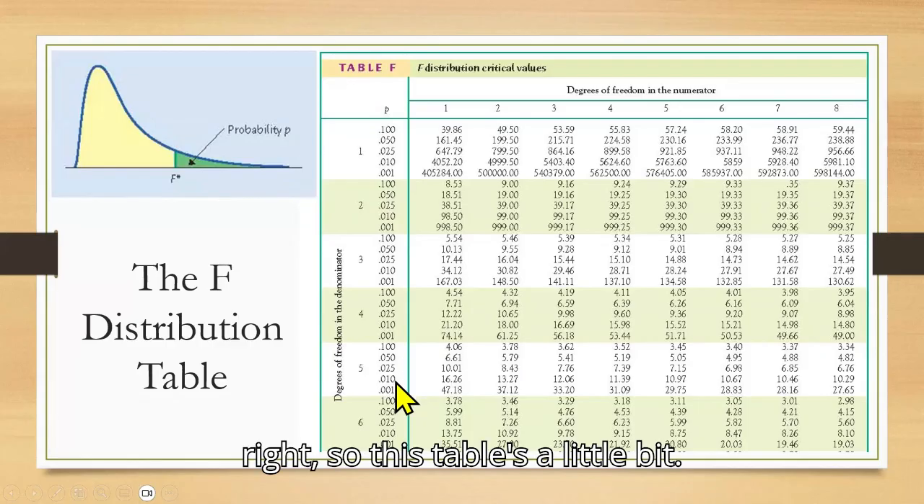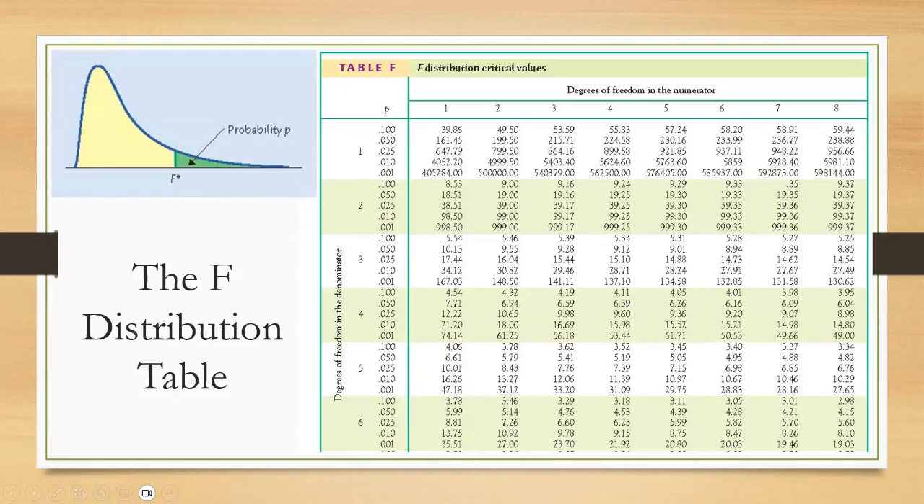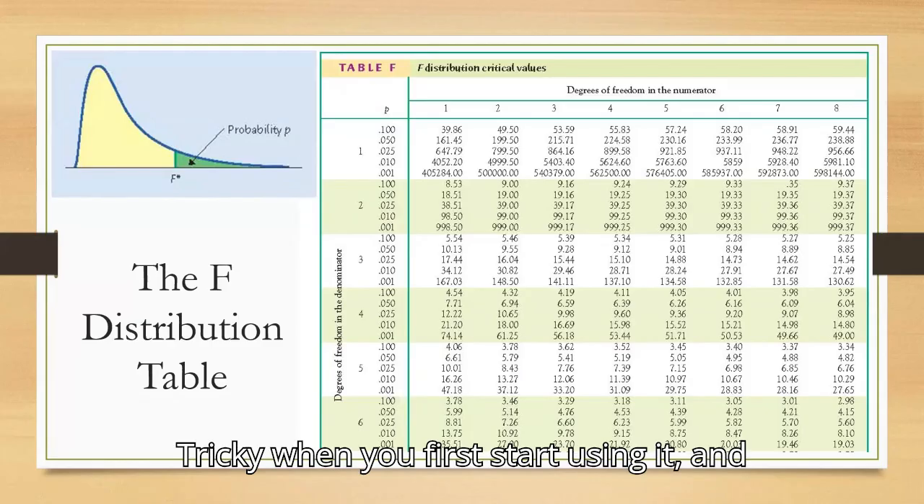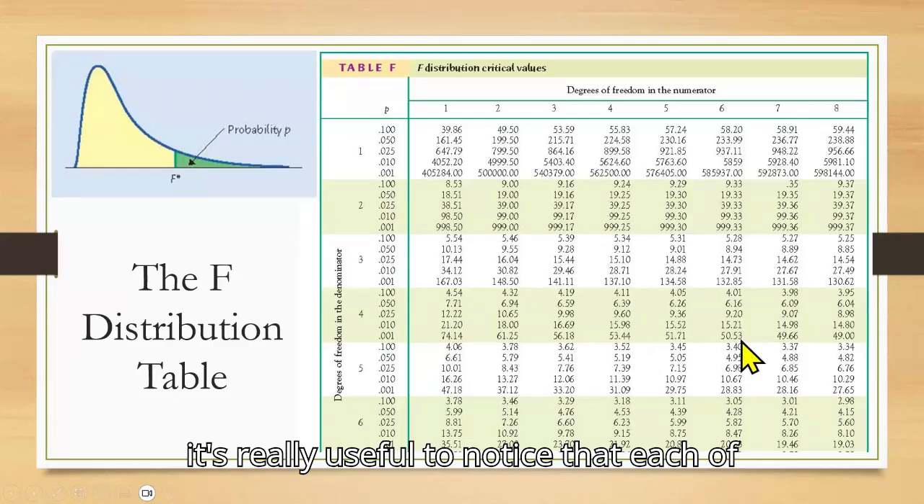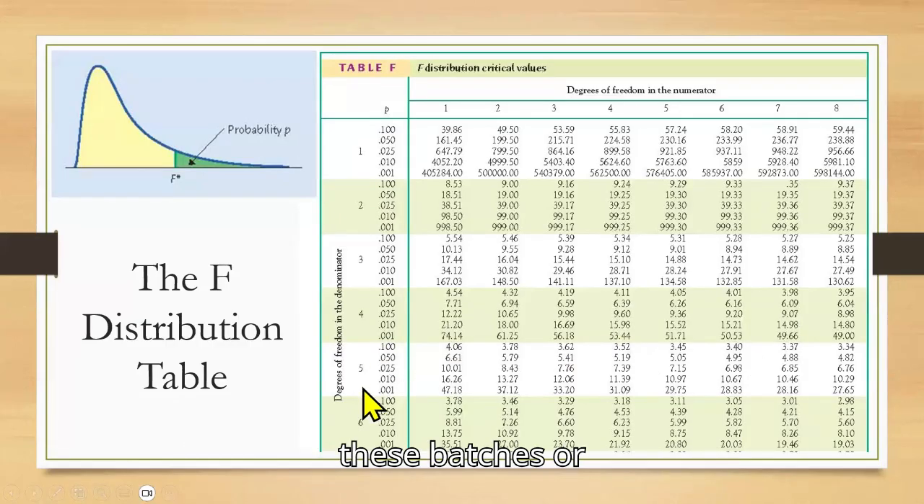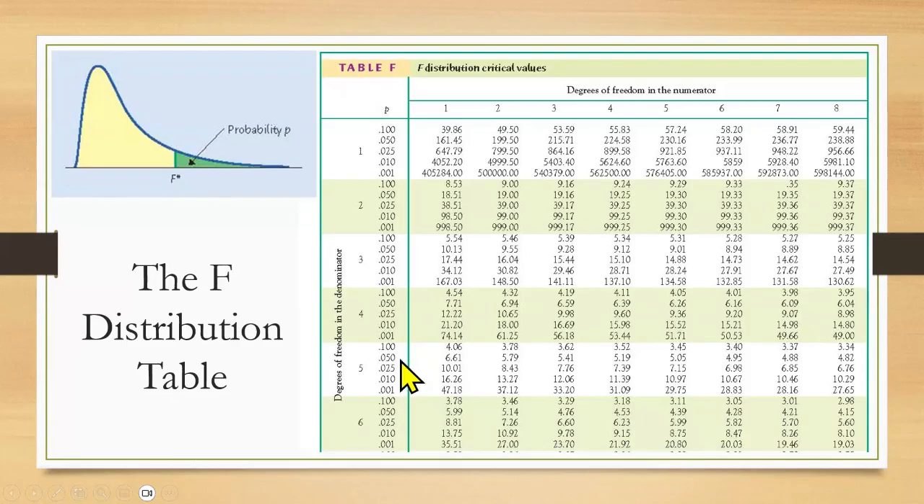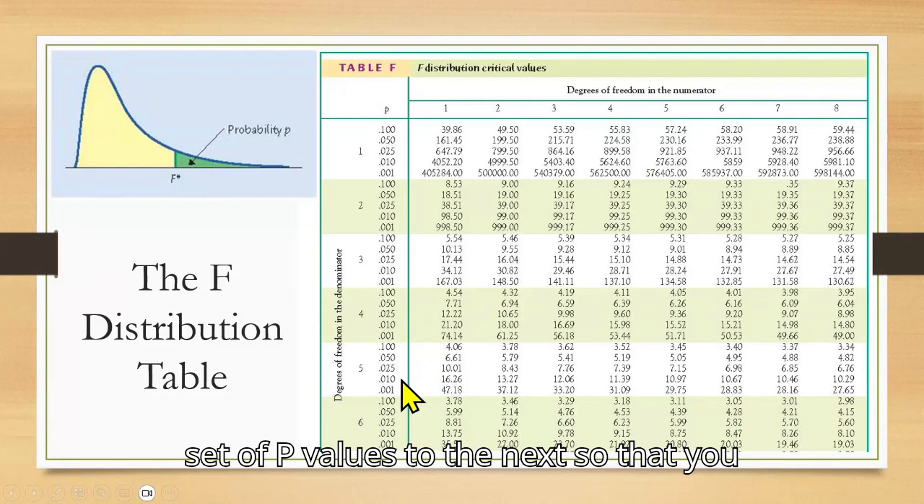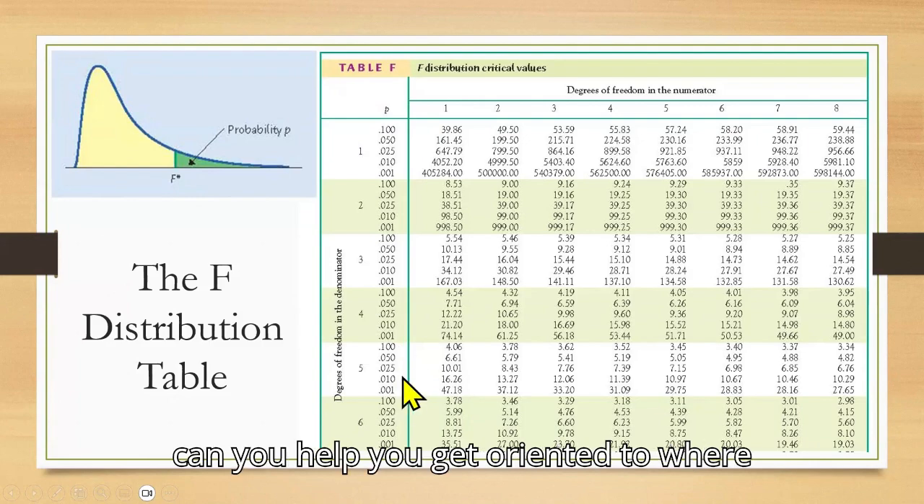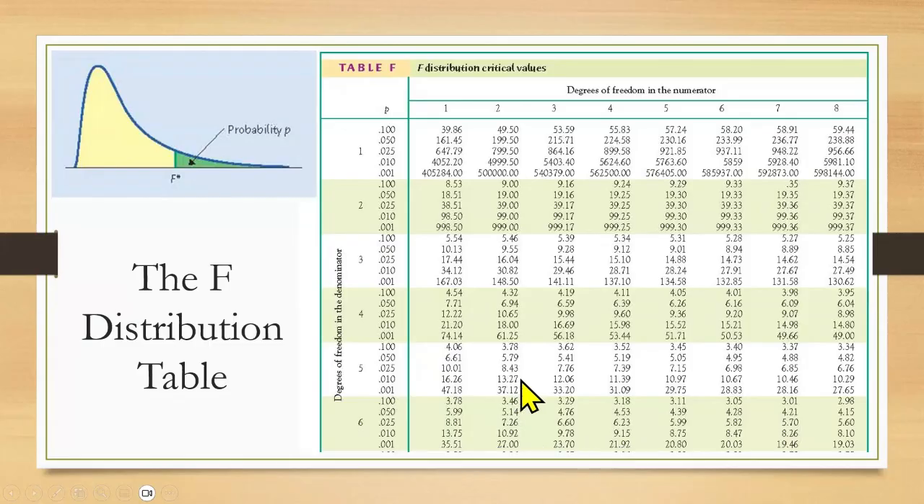All right, so this table's a little bit tricky when you first start using it, and it's really useful to notice that each of these batches or groups of the p-values are shown with different shading alternating from one set of p-values to the next, so that it can help you get oriented to where you're looking on the table.